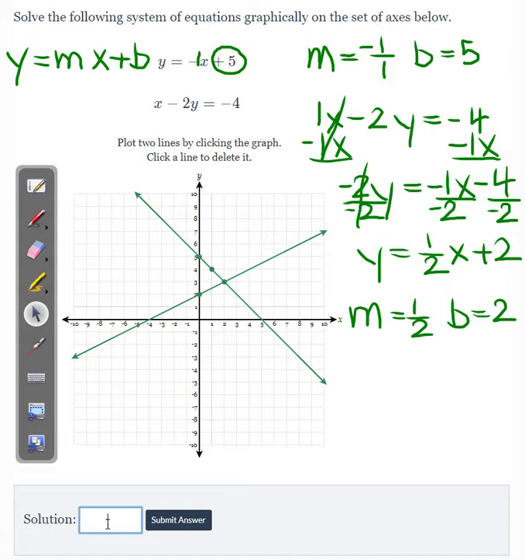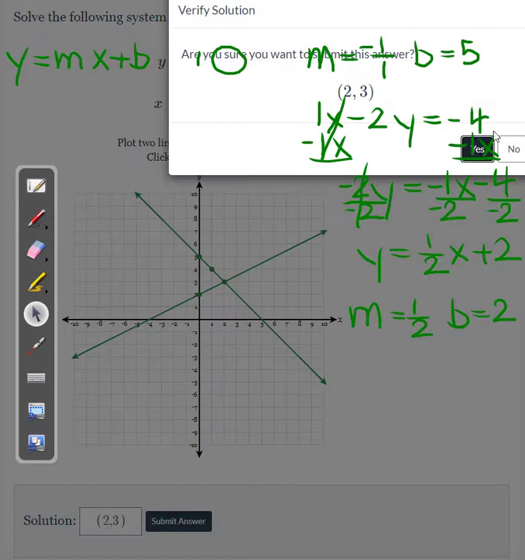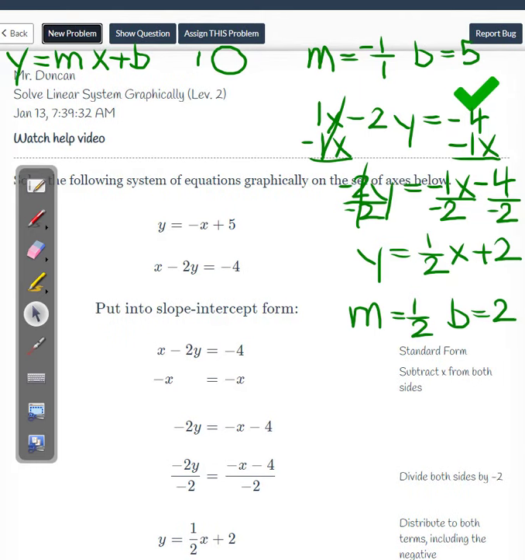So into the set of parentheses, I'll put shift 9 to begin my parentheses, and then I'll put positive 2, comma, positive 3, and shift 0 to close the parentheses, and there you have it. We should get a green check mark, and we're good to go.